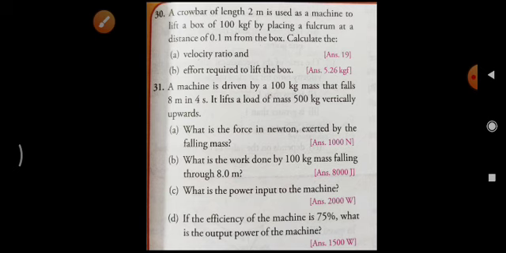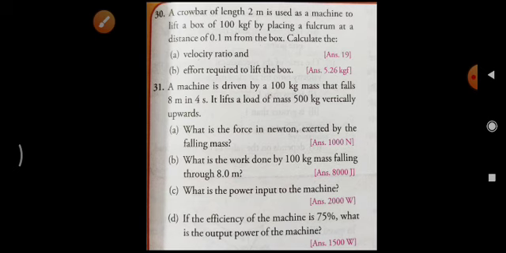Part C: power input to the machine. You know that power is equal to work divided by time. The rate of doing work is called power. We have read about it also. So power input is equal to work divided by time: 8000 joule divided by time, which is 4 second. So 8000 divided by 4 is equal to 2000 watt.